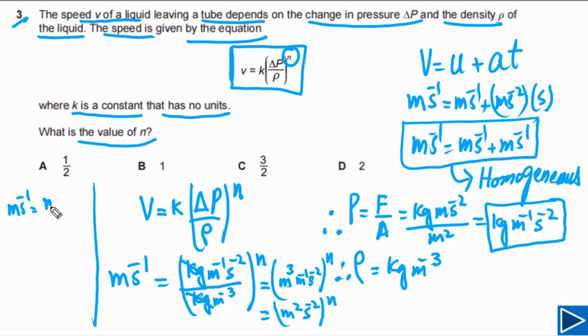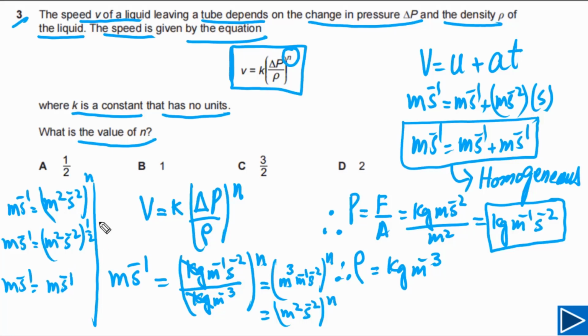So this is meter square, this is per second square, so the power is n. Now these two units have to be the same. So how can we make these two units same? If n is equal to 1 by 2. So simply if n is equal to 1 by 2, then units on both sides are the same. So n has to be 1 by 2. So the answer for this one is A. This is a very common and typical type of question. Concept is the same. Just follow the steps and you will be able to find the answer.